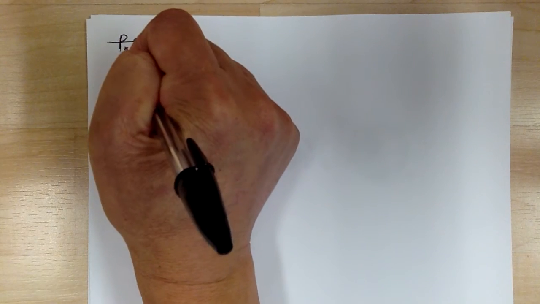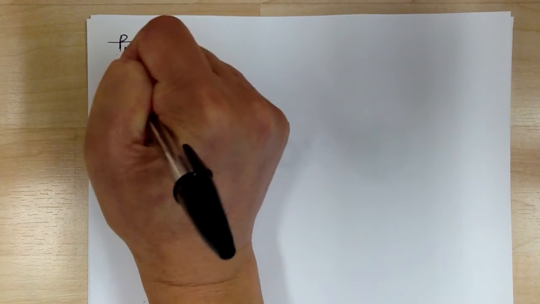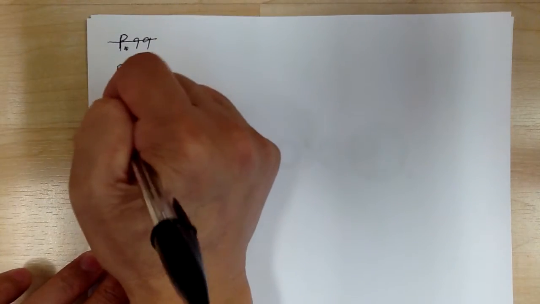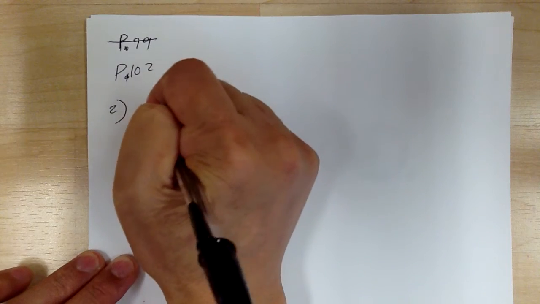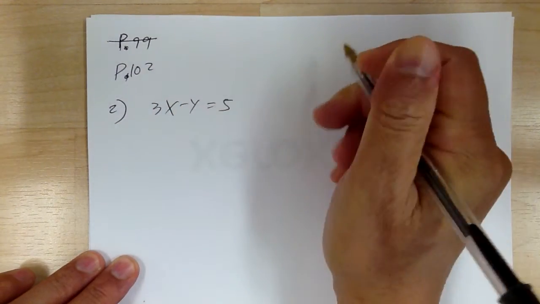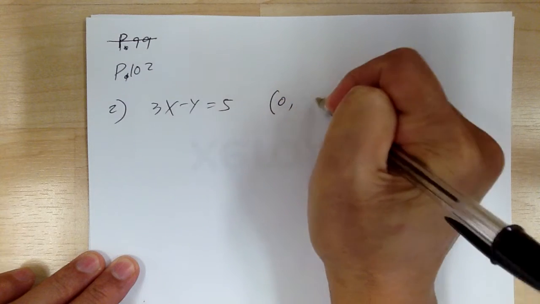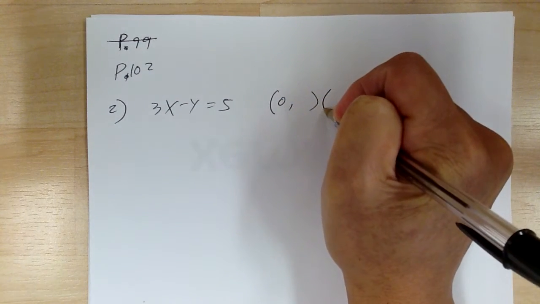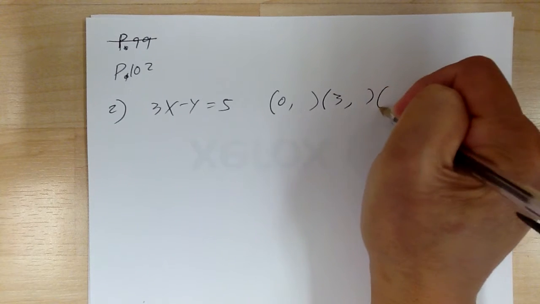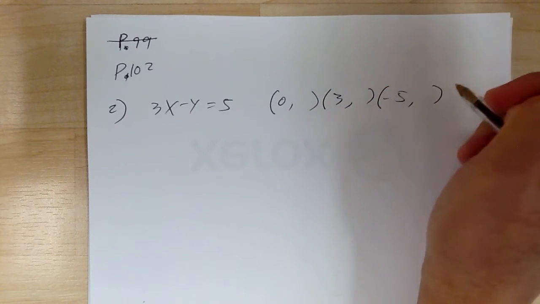So let's go over some examples, and I'm going to use the homework as an example. Let's go to page 102 and do a few evens. So let's say you have number 2, and you got 3x minus y equal to 5. And you're looking for missing numbers. So you have 0, comma, and then you have 3, comma, and then you have -5, comma.